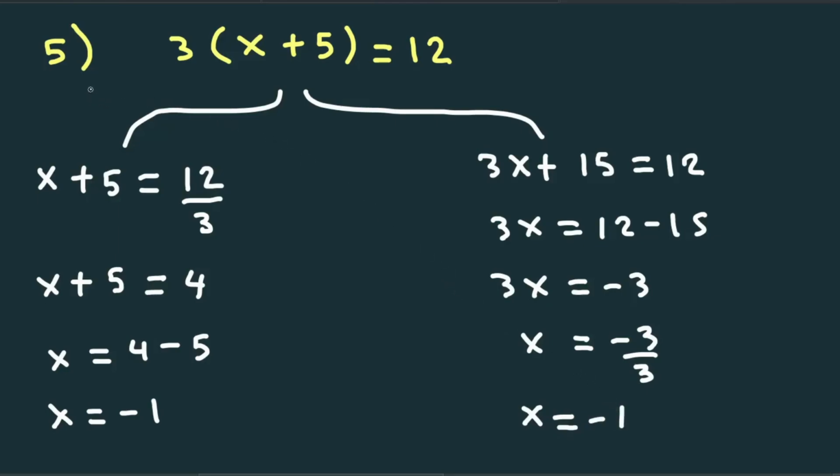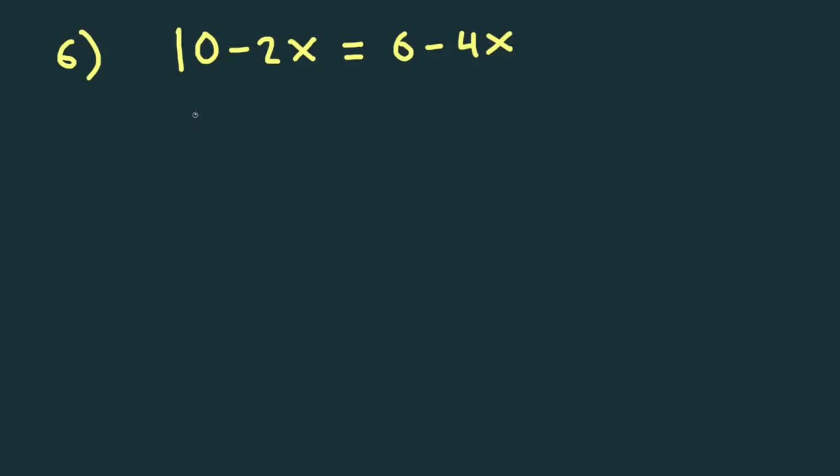So the first way to solve it is usually preferable when the right hand side, the number 12 here, is divisible by 3. So there is a whole number here, there is no fraction. And the second way to solve this equation is preferable when the term on the right hand side is not divisible by 3.